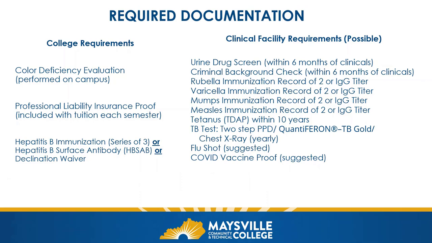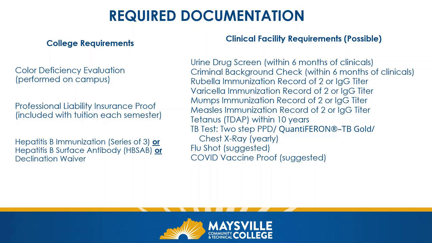Once admitted to the MLT program, there are some health screening documents that are required. The color deficiency evaluation, which can be performed by an optometrist or here on campus by me. Proof of professional liability insurance, which is included with your tuition and fees each semester as a health science student. Hepatitis B immunization, which is a series of 3 shots over 6 months, or hepatitis B surface antibody testing showing immunity, or a declination waiver can be signed.